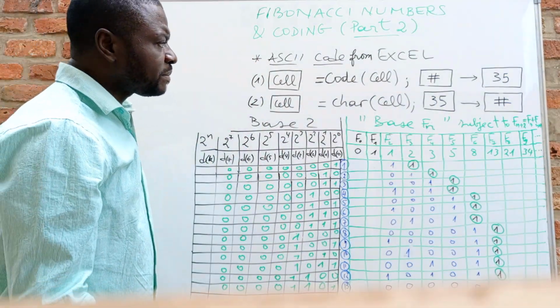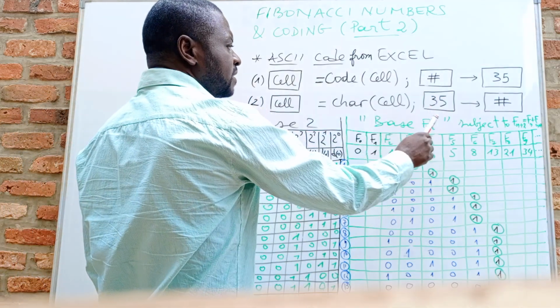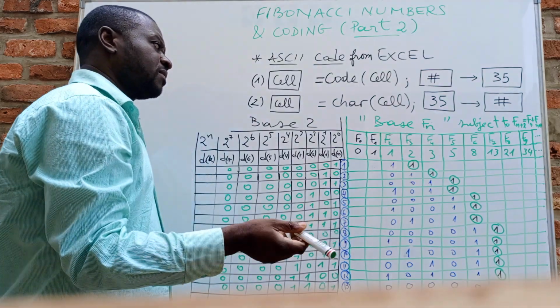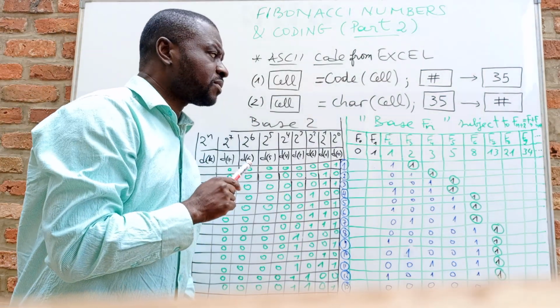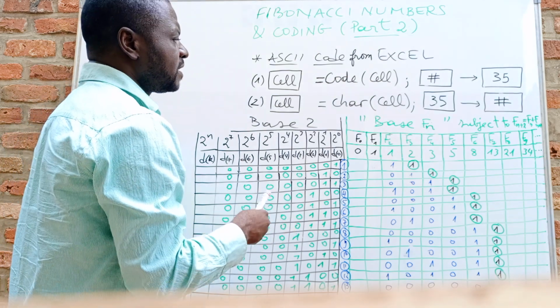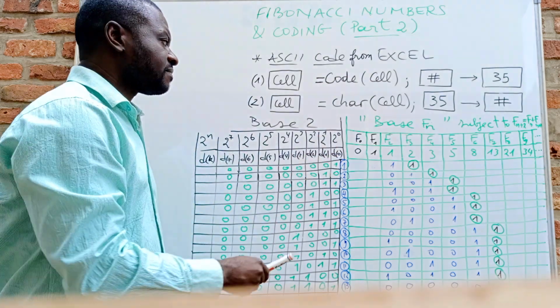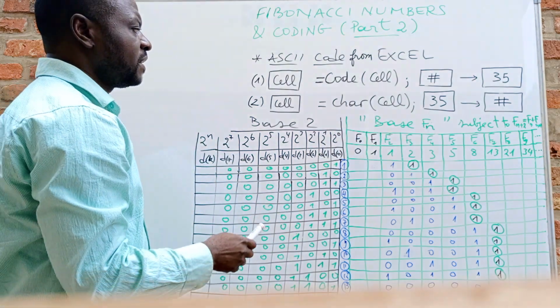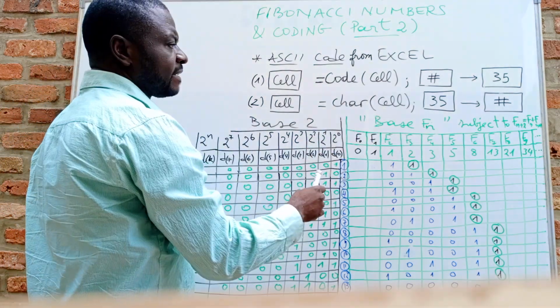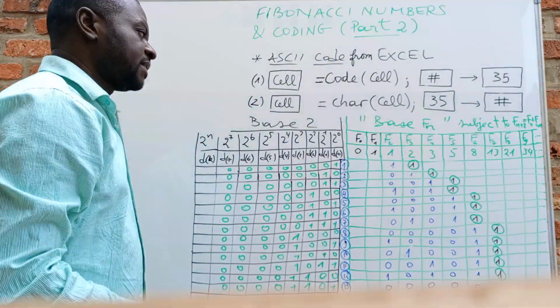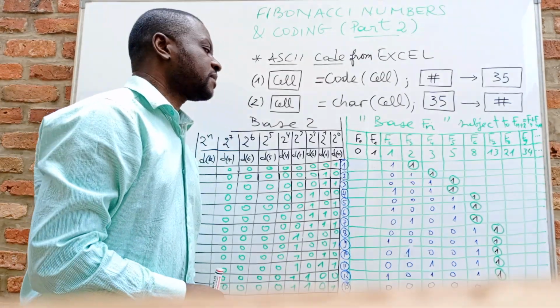And suppose you have the code and you forgot the symbol or character corresponding to that code. In that case, what you have to do is to use another function, the char or character function, which will return the symbol for any given code number.